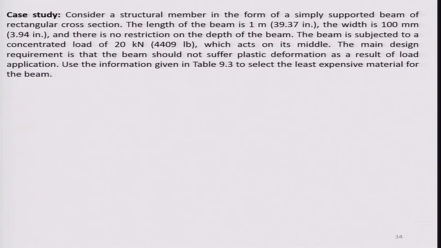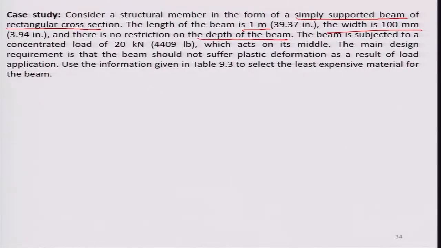So, I am going to explain using this case study. Here, what is the problem statement? Consider a structural member in the form of a simply supported beam of rectangular cross section. The length of the beam is 1 meter, the width is 100 mm, and there is no restriction on the depth of the beam, meaning the depth of the beam is the free variable. The beam is subjected to a concentrated load of 20 kN, which acts on its middle.